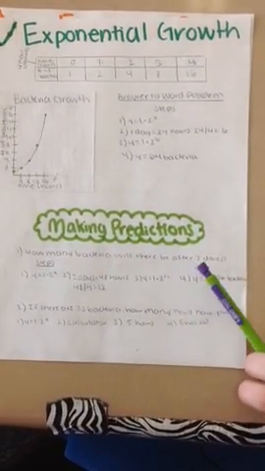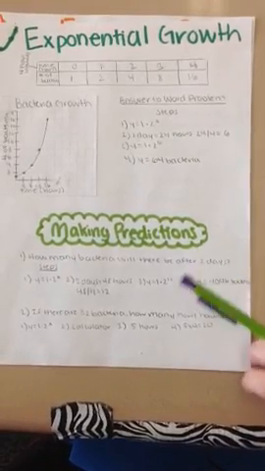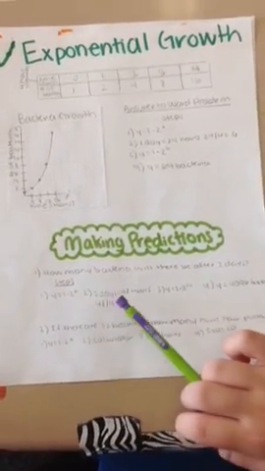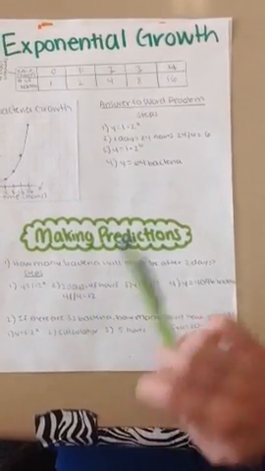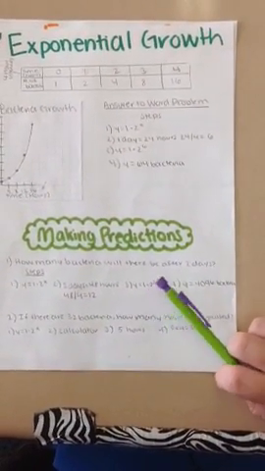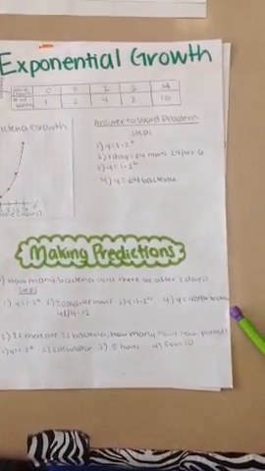How many bacteria will there be after 2 days? So first you start off with your explicit equation, and 2 days is 48 hours, and 48 divided by 4, because it's 4-hour intervals, is 12. So it would be 1 times 2 to the 12th, which is 4,096 bacteria.